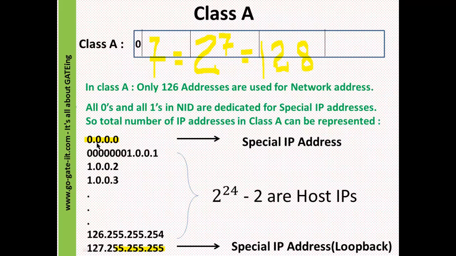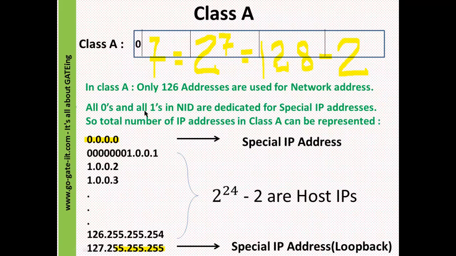And again, the next set is 127.255.255.255, or frankly speaking 127.0.0.0 to 127.255.255.255. This belongs to special IP addresses, which are also called loopback addresses. Loopback addresses we will see in our next session, along with some other sets of special IP addresses. So that's how you can ignore the first two, which are special IP addresses, and that's how we get 126 network addresses.